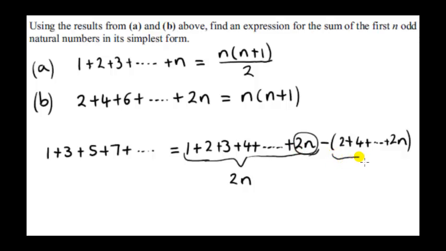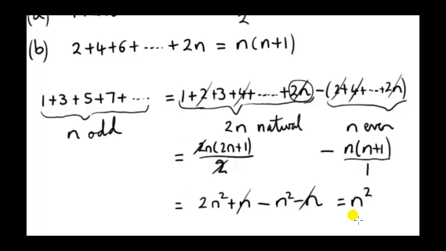And here we have the sum of the first n even numbers. Okay, and that's what we have up here. We have an expression for that. This thing here is just n into n plus 1. That's worked out from part B. What about this thing here? Well, we can use part A. But this is the sum of the first n natural numbers. We want the sum of the first 2n natural numbers. So we replace n here with 2n. Simplifying, we get n squared.